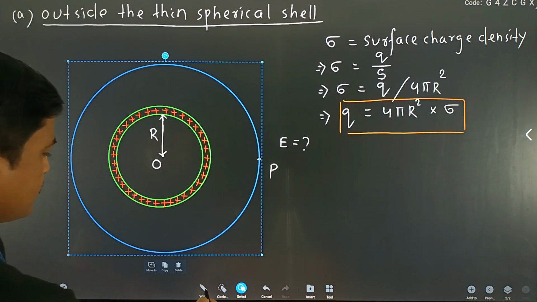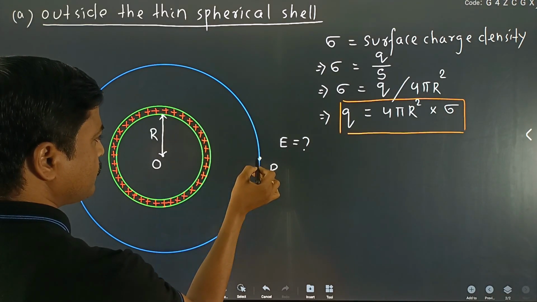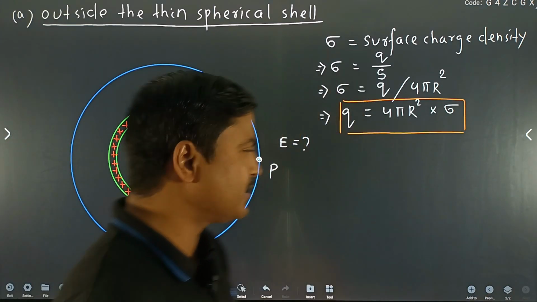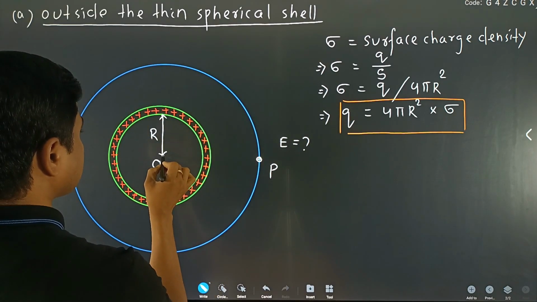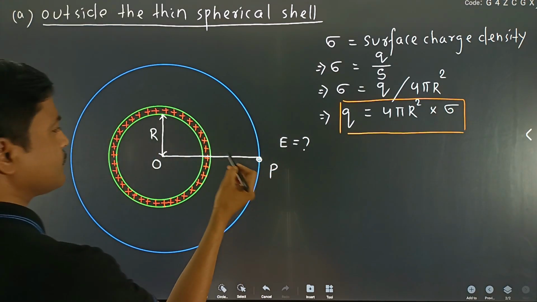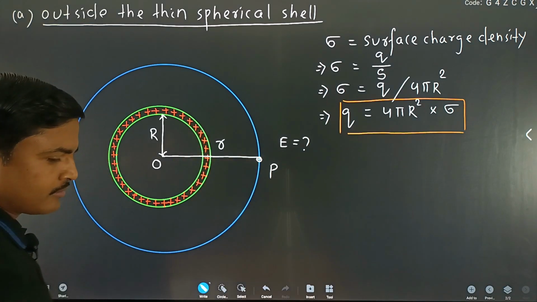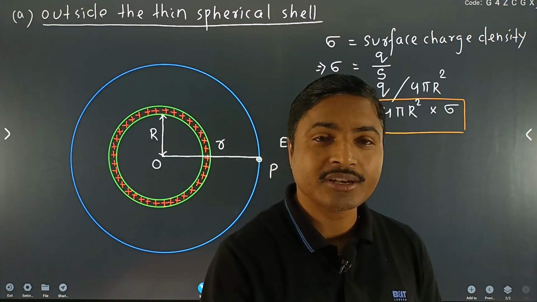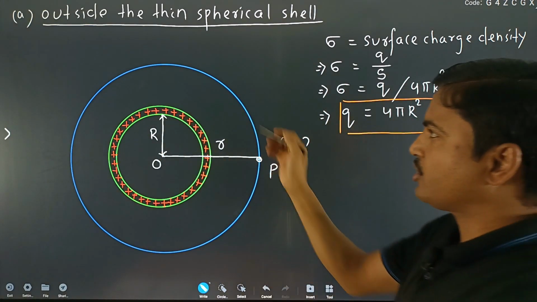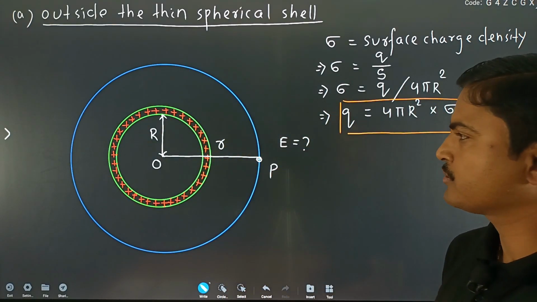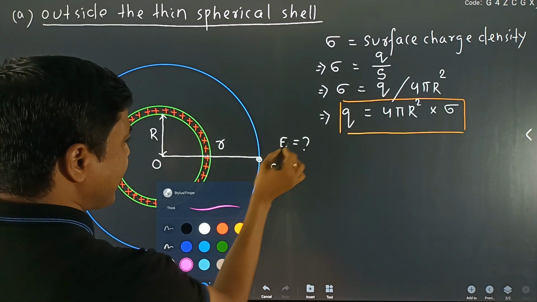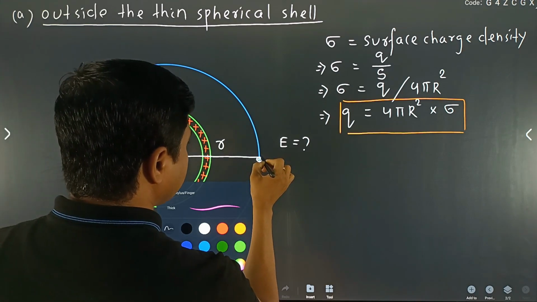And suppose this one is your Gaussian surface, and this is the observation point. What is the distance? The distance of the Gaussian surface from the center of the thin spherical shell. We join from the center of the thin spherical shell up to the observation point, and suppose this distance is equal to r. And here r is also the radius of the Gaussian surface, because a Gaussian surface looks like a spherical surface. Clear? Then at point P, what is the direction of the electric field?